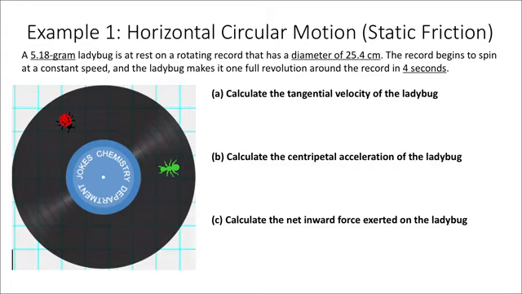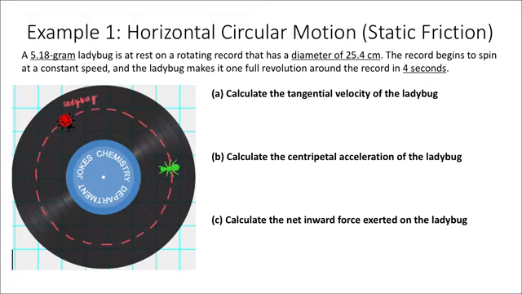All right, let's take a look at an example of horizontal circular motion. In this case, it'll be static friction that's causing circular motion. Let's say we have a 5.18 gram ladybug, and it's at rest on a rotating record that has a diameter of 25.4 centimeters. The record begins to spin at a constant speed, and the ladybug makes one full revolution around the record in 4 seconds.